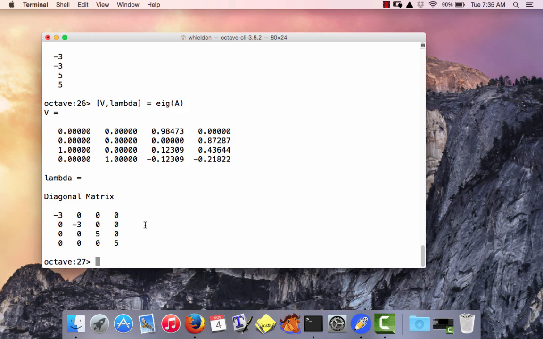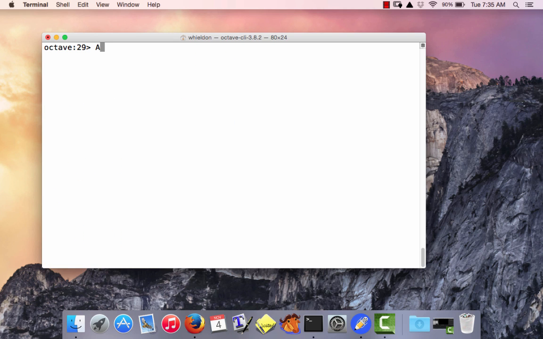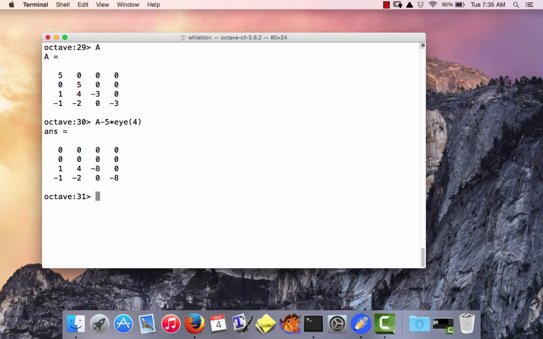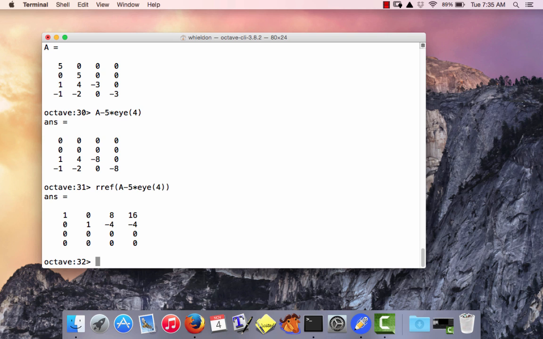So going back to our original A. With this A in hand, knowing that we've got eigenvalues 5 and negative 3, we can take A minus 5 times the identity matrix. This is our matrix where we subtracted 5 from all of the entries along the diagonal, and we can row reduce this matrix. This gives us a basis for our eigenvectors of A.